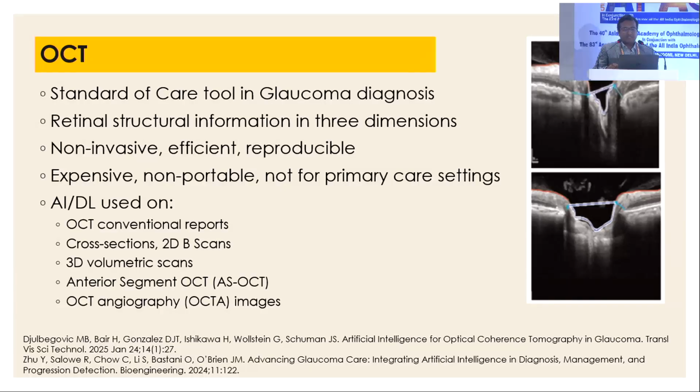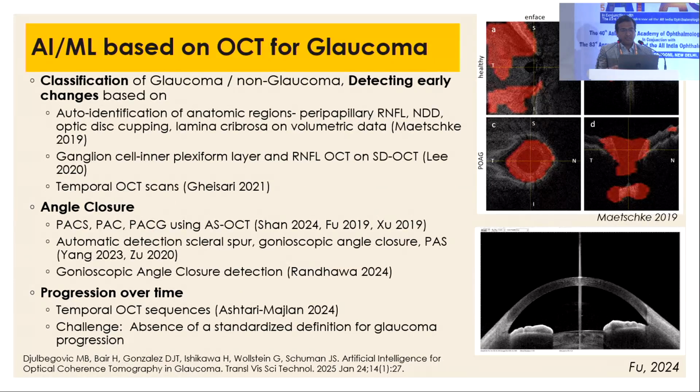Coming to OCT. OCT has become a standard of care tool for glaucoma diagnosis. It provides retinal structure information in 3 dimensions. However, the key challenge is that currently the cost does not lend its use in primary eye care settings. Using OCT data, the AI and deep learning algorithms have used just the printed out reports, the cross-sectional reports, the 3D data, and it has also been used on anterior segment OCT and OCT angiography. These are some of the ways AI and ML has been used.